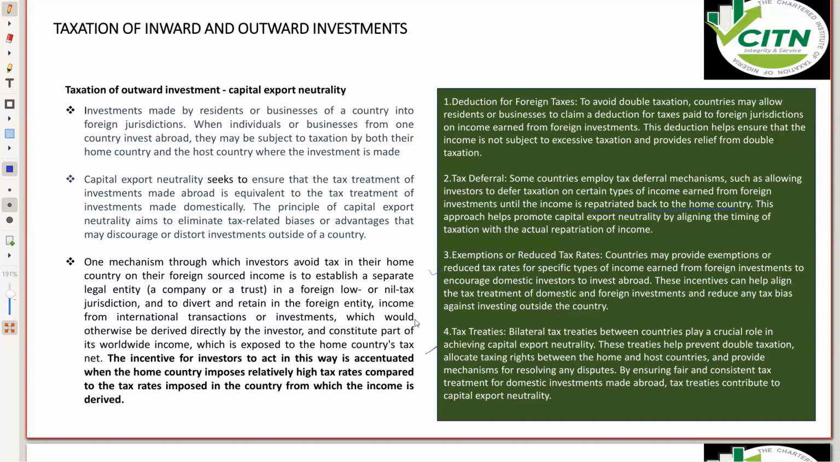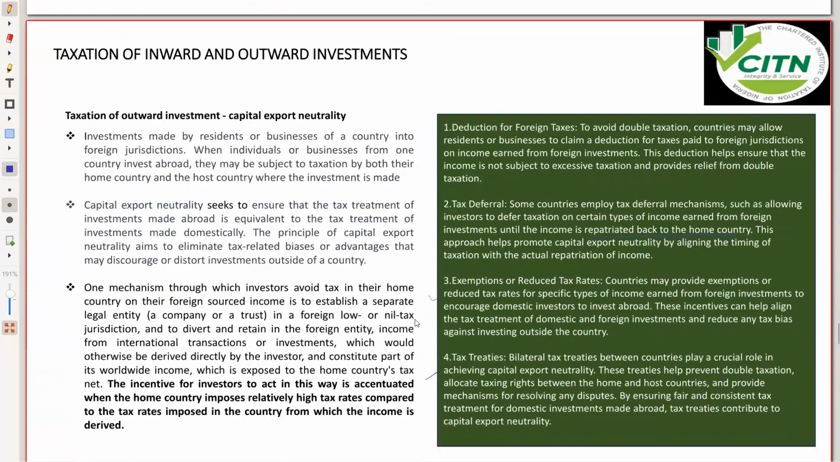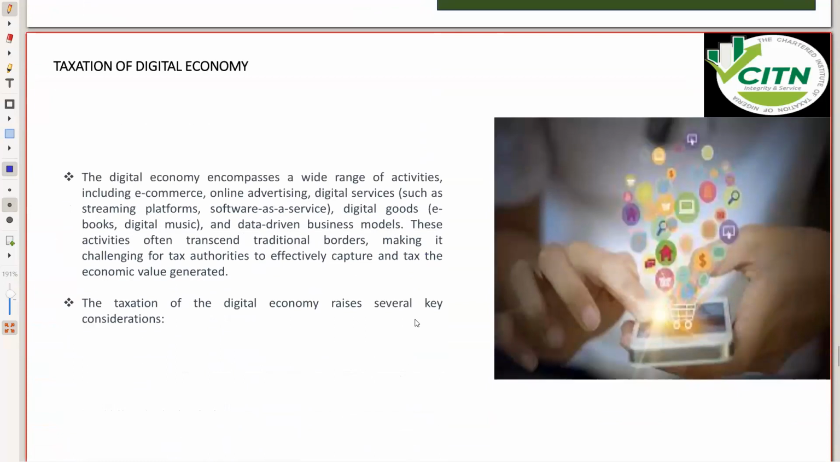The incentive for investors to act in this way is very important, because where the home country imposes relatively high tax rates compared to the tax rate imposed in the country from which the income is derived, it tends to create a form of disparity and discourages foreign investment. So those are principles we want to bear in mind when it comes to export and import, and some of the guiding principles regarding international tax policies.